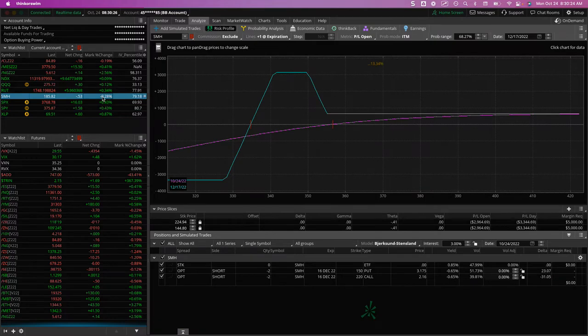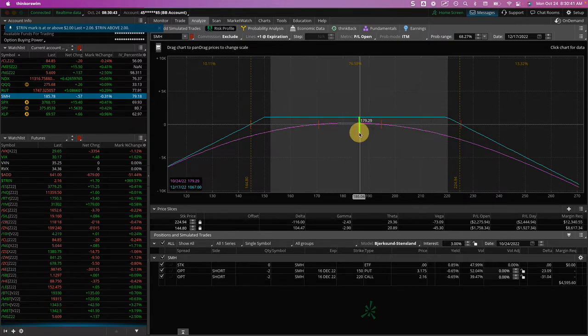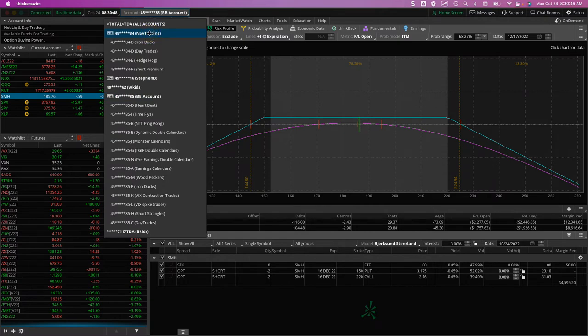We've got SMH, which is one of our short strangles. Come on, TOS, give us an update. There we go. So we're up about 30% of initial credit. So not quite enough to take off, but we're dead centered. So just waiting on that one for more time decay.